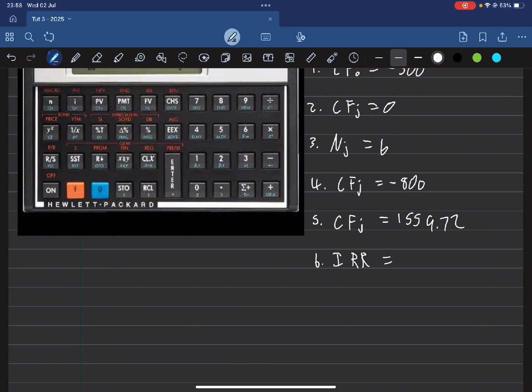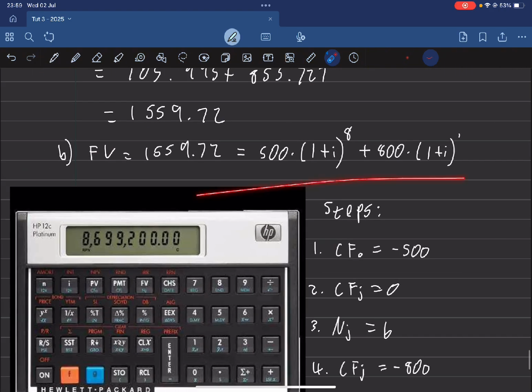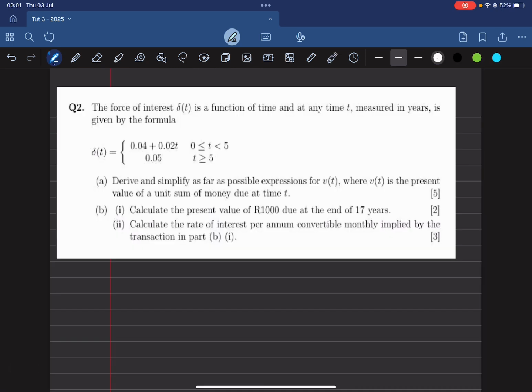And if you entered everything correctly, you should get 4.7017. And the answer always returns as a percentage, so that you can have that as your percentage. Cool. So this is how you do this question using a financial calculator. Feel free to also do this using linear interpolation, but I thought I'd just try a different method for this video. Okay, now we can have a look at question 2.